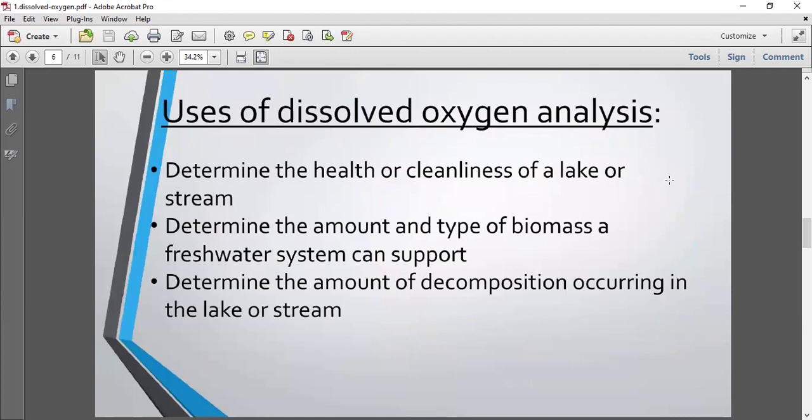Then I can ask this one: what are the uses of dissolved oxygen analysis? So you can write these points. Determine the health or cleanness of a lake or stream. Determine the amount and type of biomass a freshwater system can support. Determine the amount of decomposition occurring in the lake or stream. So you can write these points. I can ask the question during the exam time: what are the uses of dissolved oxygen?